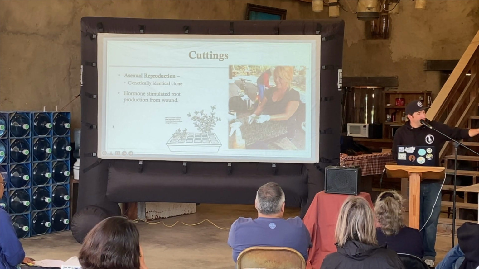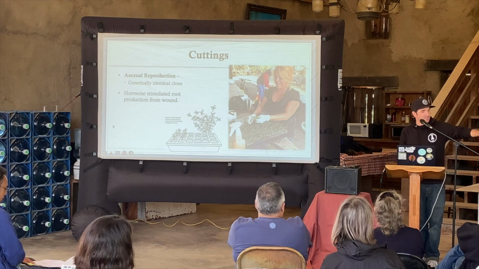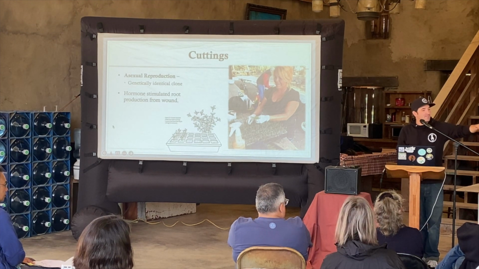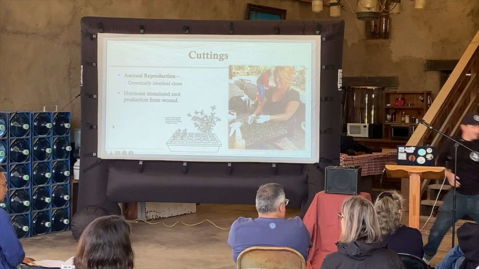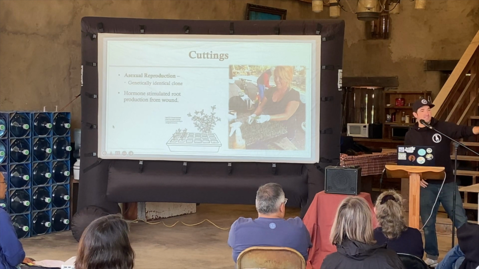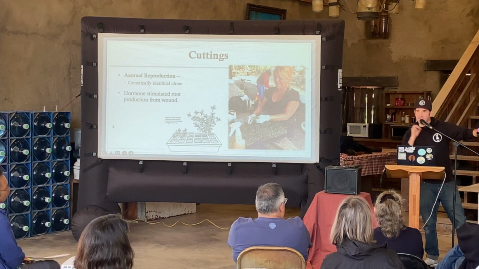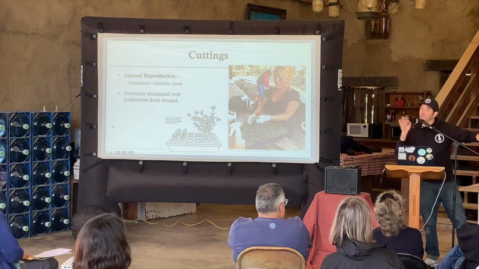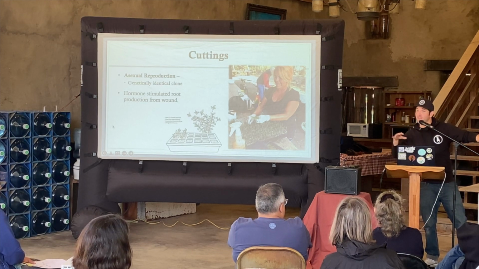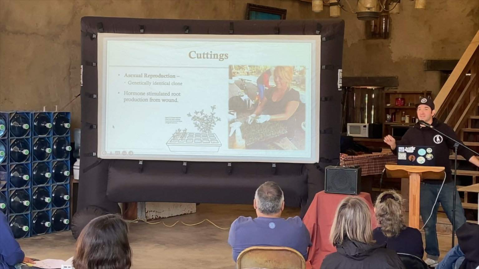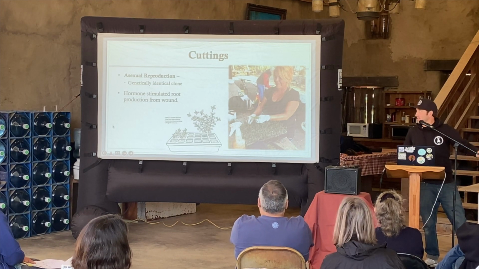So you can see here there's a couple of different types of this seaside daisy, and you can see the flower is different. There are also slightly different growth habits, so if you want one or the other, we want to take a cutting or a division of that to make a genetically identical clone.